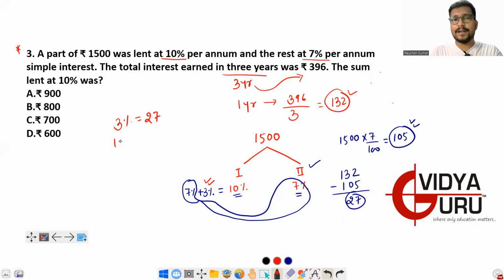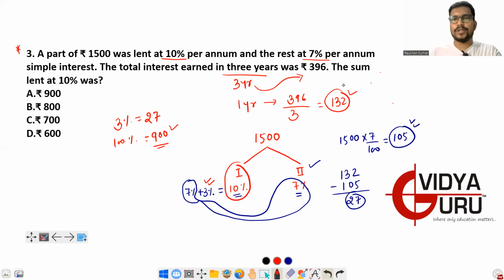So similarly, 100% will be what? 100% means this amount. Just because of 3% of this first part, we are getting 27. So what about 100%? 3% is 27, so 1% will be 27 by 3, which is equal to 9. So 100% will be 900, as simple as that, yes or no? You can say 100% will be 900, right?